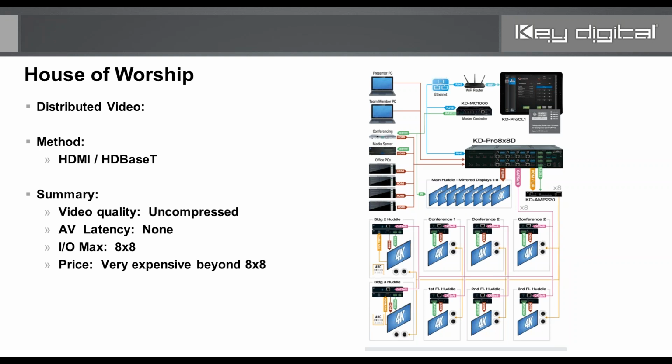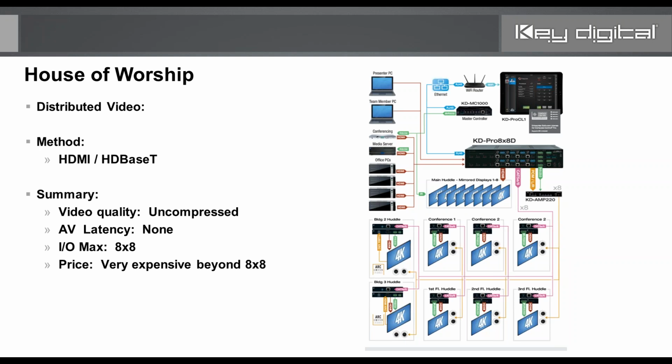There will be absolutely zero AV latency, which is a factor you must consider with some of the alternative methods of video distribution systems, such as AV over IP, which KeyDigital does offer as well. There's an input and output maximum of 8x8. However, there will be mirrored output options that we'll detail. And it's a way of establishing a system, which I would say is a small to medium type system at a very cost-effective price point, all in one.